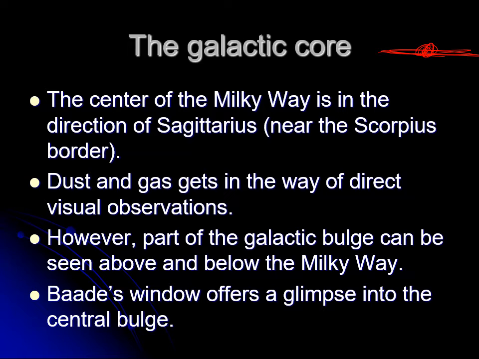That bulge is actually made up of mostly population 2 stars compared to the population 1 stars in the disk of the galaxy. The disk is where most of the stars are being formed. So we can see a little bit about what's going on in the bulge, but we're really interested in the actual center of the bulge. That's the core of the galaxy.